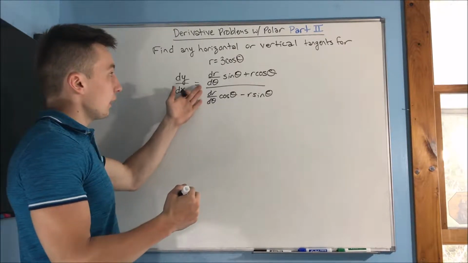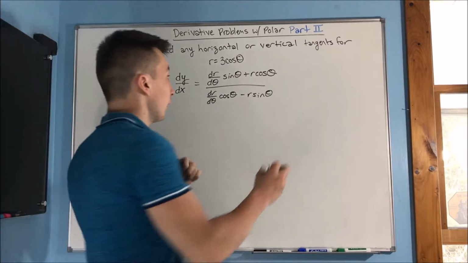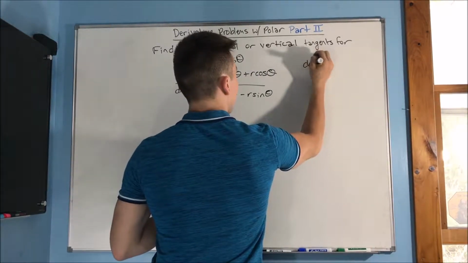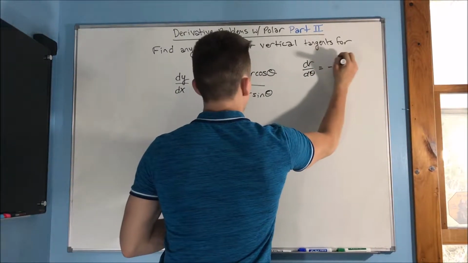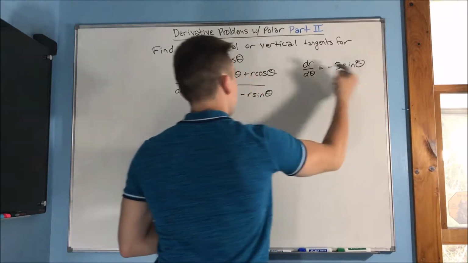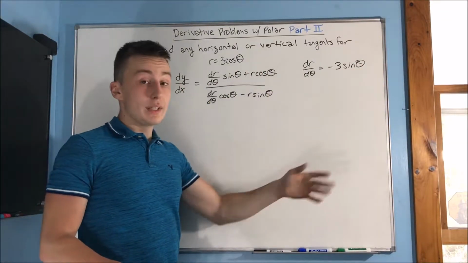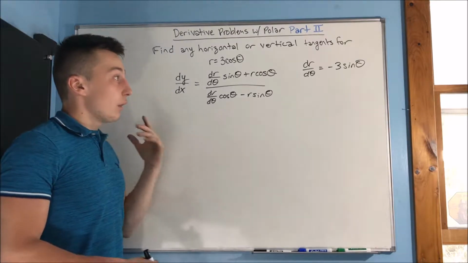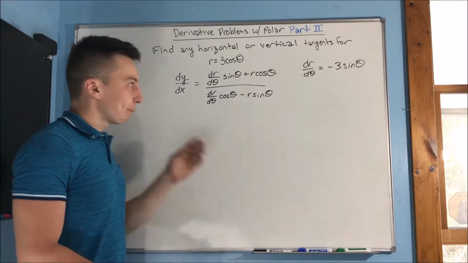Well, dr/d theta is just going to be negative 3 sine theta, right? We can write that down over here. dr/d theta will be negative 3 sine theta. And we don't need to do any more work on the side like we did in the last video because we're not plugging in a point, okay?